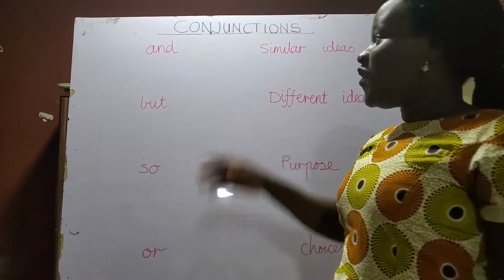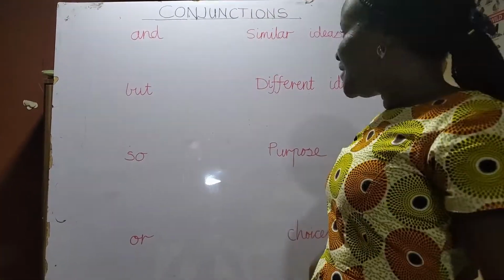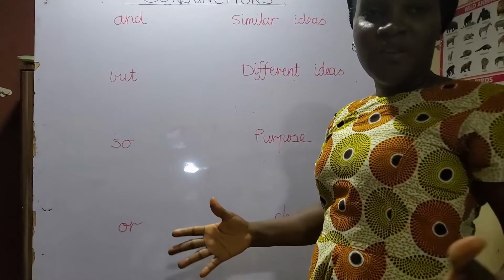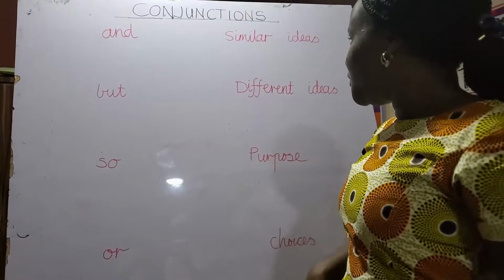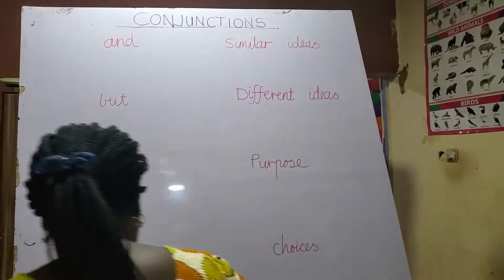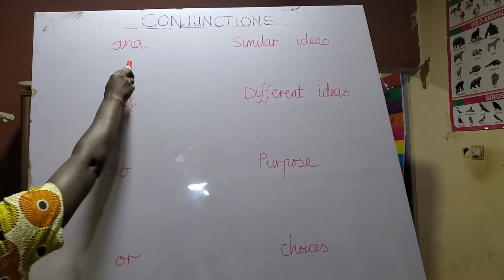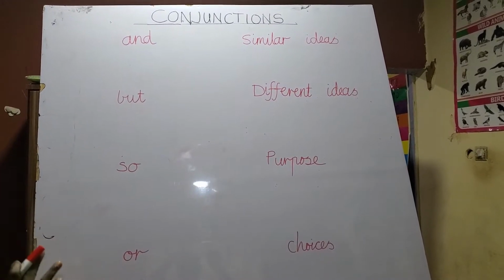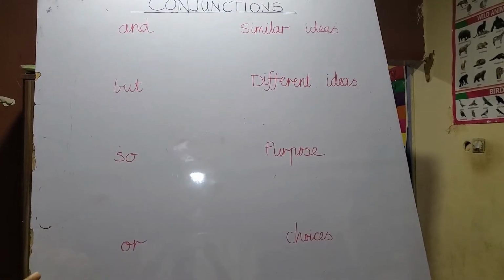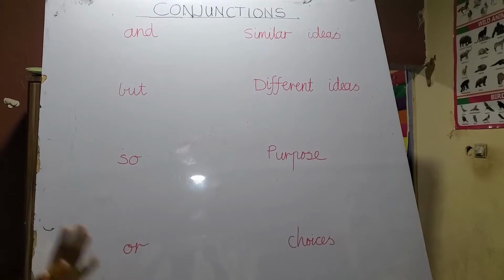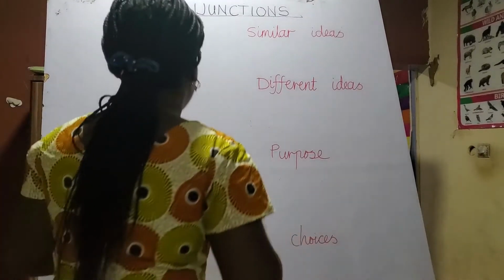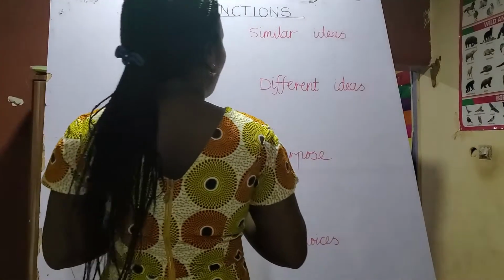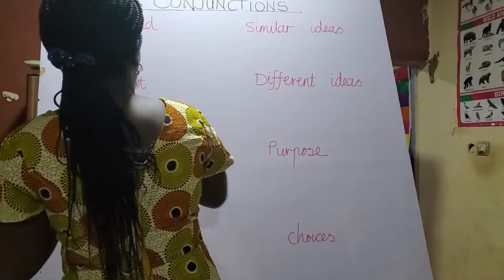Everyone say with me, conjunctions. Yes, there are lots of examples of conjunctions, but we are going to talk about a few of them. Okay, we have the conjunction and. We use this conjunction when we are talking about sentences with similar ideas. Okay, let's have an example so we understand what I'm talking about.